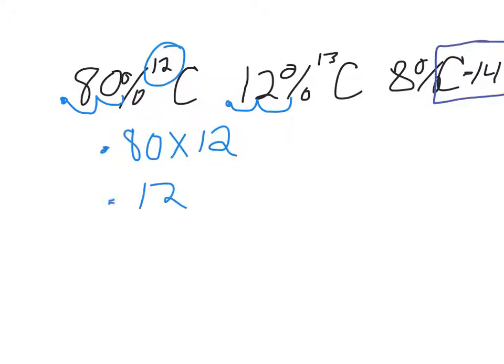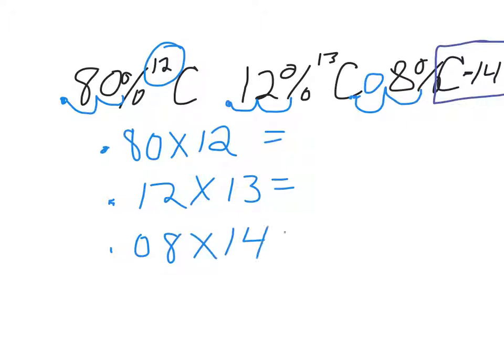Very good. 0.12 times 13. Okay, same thing now here. I have a single digit. Does that mean I only move it once? No, nope. I have to move it twice, right? Because it's still a percent. So 0.08 times 14. Now use your calculator on your phone.